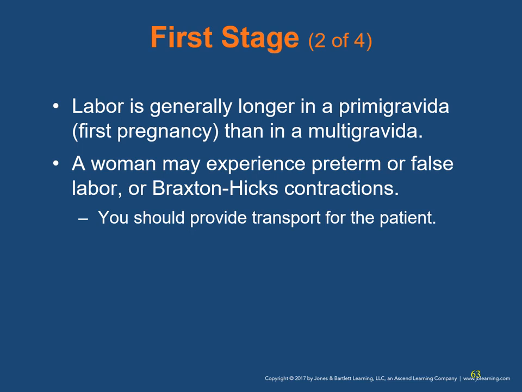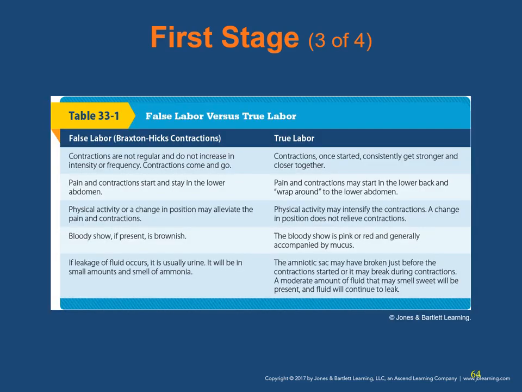Labor is generally longer in a primigravida, a woman experiencing her first pregnancy, than in a multigravida, a woman who has experienced previous pregnancies. A woman may experience preterm or false labor or Braxton Hicks contractions. You should provide transport for the patient. If true labor is occurring, you may need to prepare for delivery. The table on this slide shows how to distinguish between true labor and false labor.